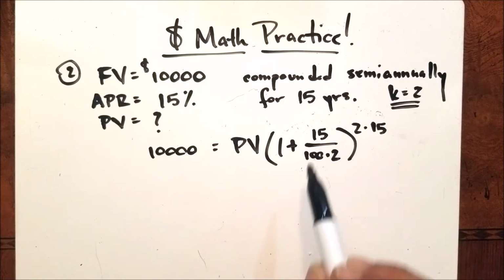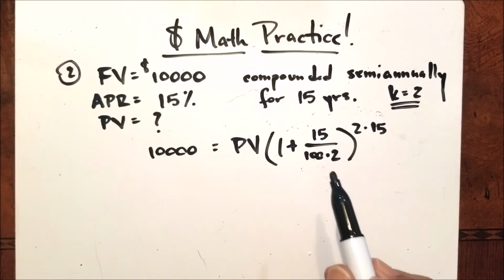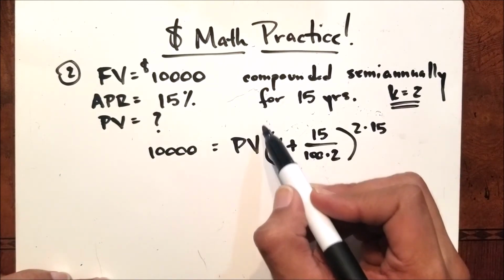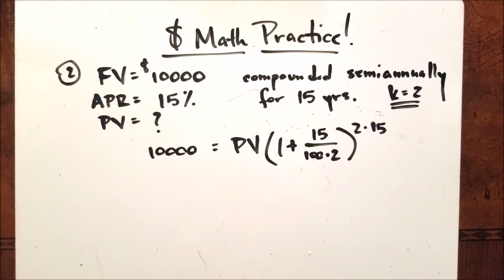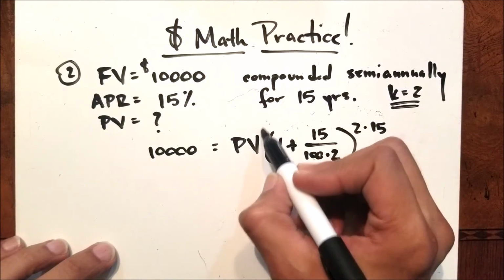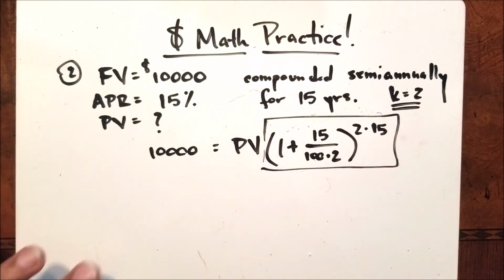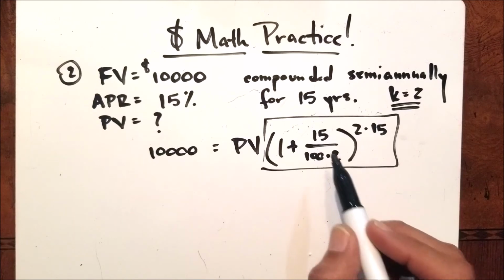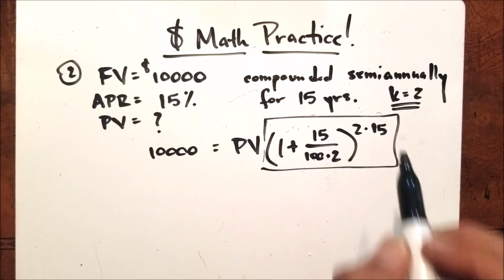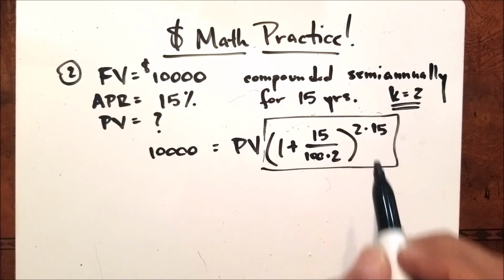Let's do some number crunching here. If I can calculate all of this as one single number, I could divide both sides by that one single number. Let's see if we can change all of this into one number. PEMDAS, remember, we're doing inside the parentheses first. We're going to do this division first, add 1 second, and then raise that result to the 30th power.